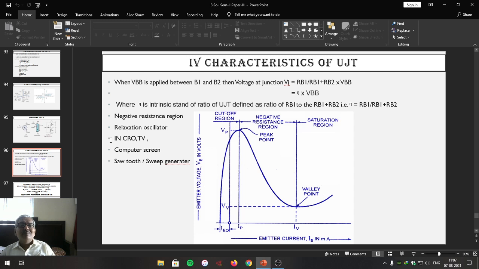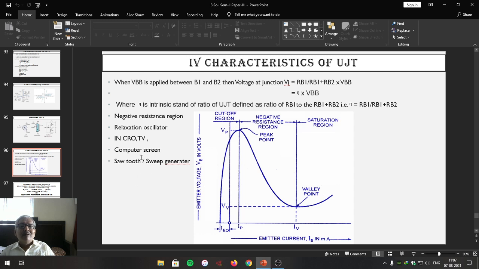This UJT is used in the time-base circuit of CRO and television to scan the picture information on a screen from left to right horizontally, so as to generate the picture faster on CRO, on TV, on computer screen, etc. To generate a picture raster or to scan the picture information horizontally from left to right, it is used as a relaxation oscillator in CRO, in TV, and also on the computer screen.